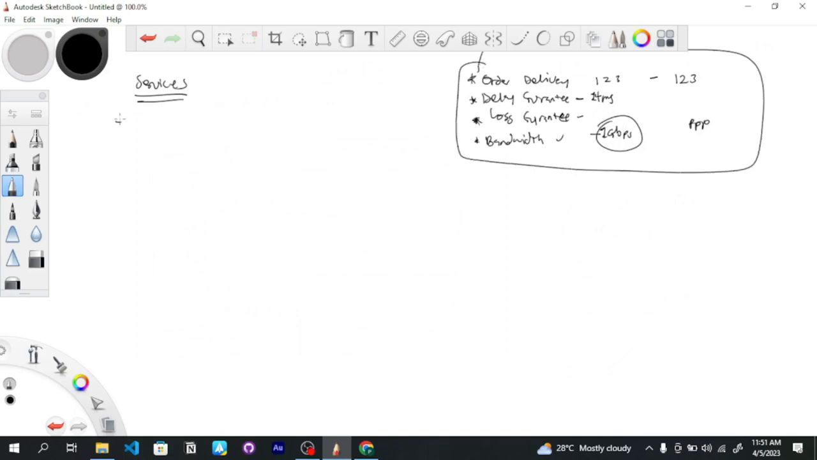Then what does the network layer provide? Network layer provides nothing. And that's the reason why so much can be built on it, because it provides absolutely nothing, right?